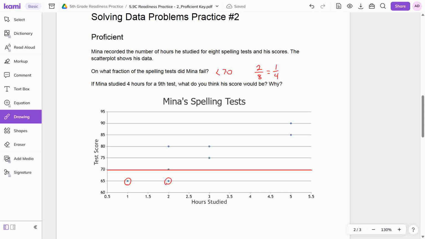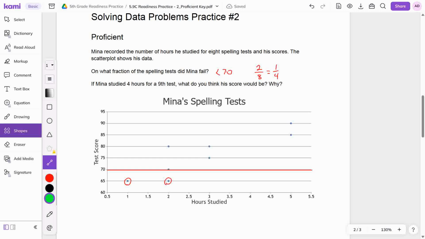Okay, so you notice how the more Mina studies, the better he tends to do, right? And so we almost see an upward trend. And so I'm going to draw a green line here. We call this a line of best fit or a trend line. What we're trying to do is draw a line in between some of these data points.